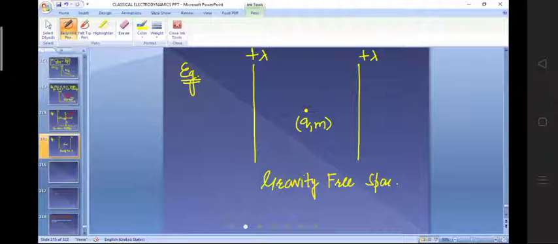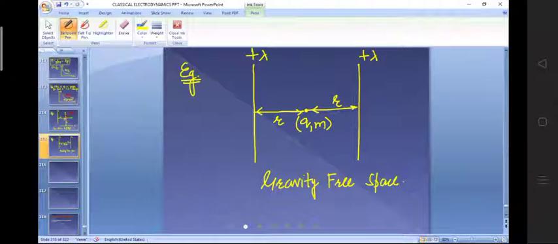Now you tell me. It is equidistant from these two line charges. So the question is: what is the net force on this charged particle? That's obviously equal to 0, because the electrostatic field because of this and this is equal and opposite. Hence the force on this charged particle will be equal and opposite because of this line charge and because of this line charge. So the net force will be equal to 0.